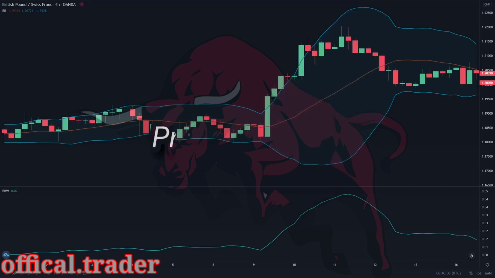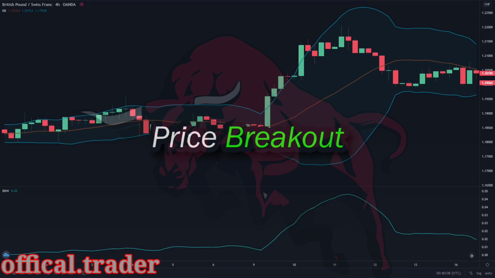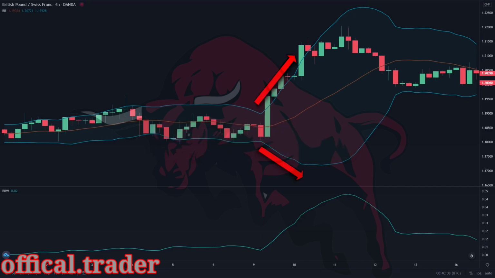Next, to predict the price breakout, you need to wait for the standard deviation lines to start expanding, which can also be identified by the rising of the BBW. So this means that there's an increase in volatility and a breakout is likely occurring. So our next job is to predict the direction of that breakout.